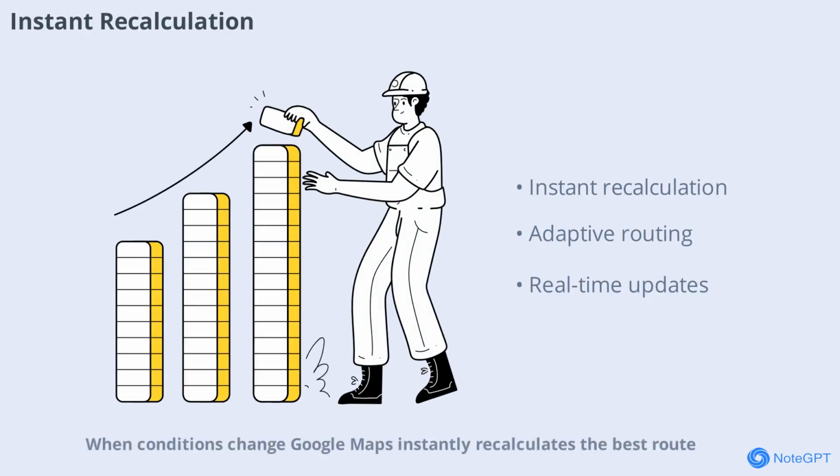When conditions change, Google Maps instantly recalculates the best route. If the weight of your current path increases due to traffic or delays, the app triggers a recalculation step. This ensures that users are always on the fastest available route, adapting to real-time changes seamlessly.